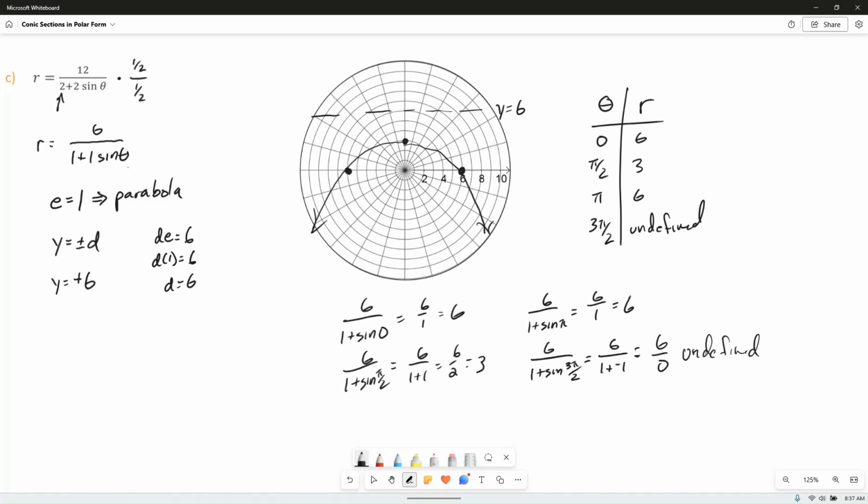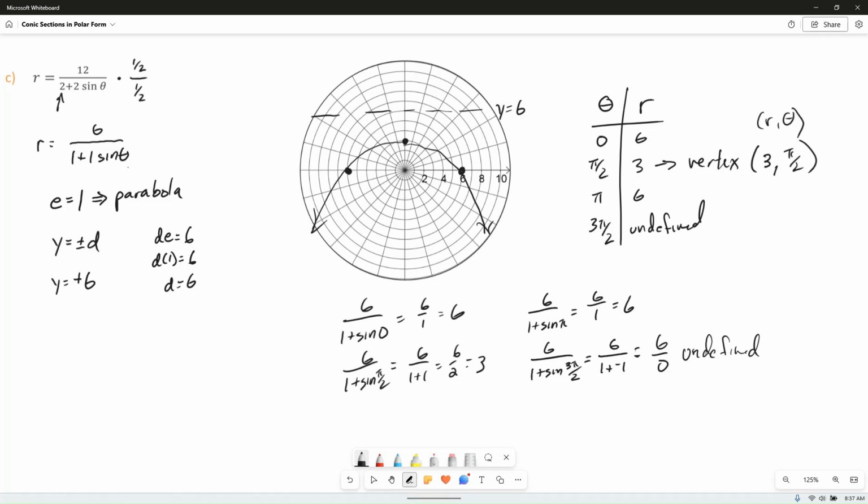And so that's what our parabola looks like. It should be a parabola with focus at the origin, directrix at y equals 6, and its vertex is at pi over 2, 3. So this is our vertex here, by the way. Our vertex would be at 3, comma, pi over 2. Remember, when we write polar coordinates, we write them as r, theta. So the vertex is at 3, comma, pi over 2. And it's a parabola that opens downwards.